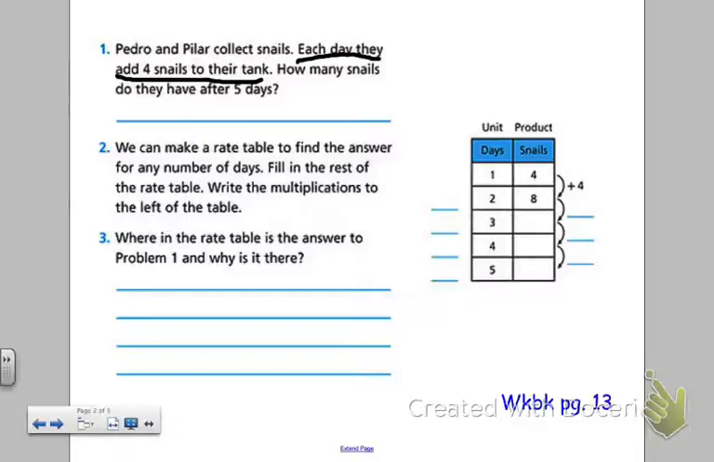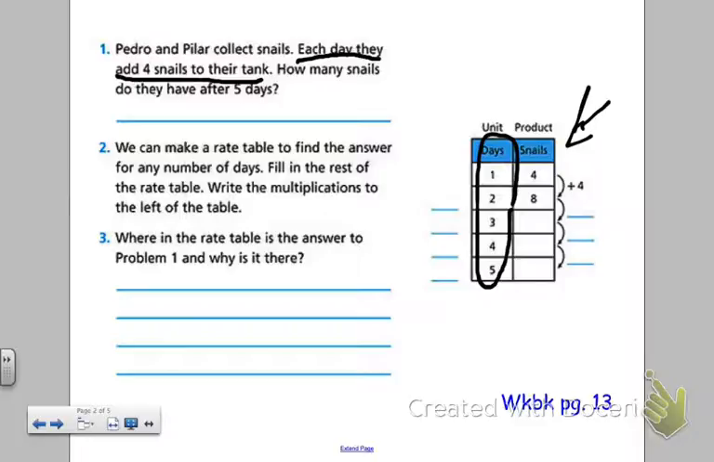Well, one way you may want to do this may involve making a rate table. Here we have our unit column, which in this case is the days, and then we have our product column, which would be our snails. That means we can figure out how many snails there are after a specific number of days.